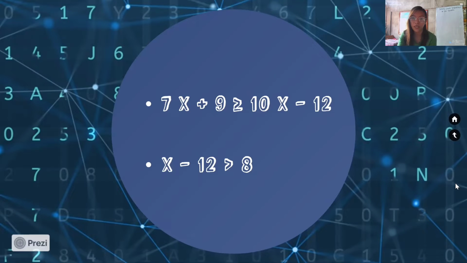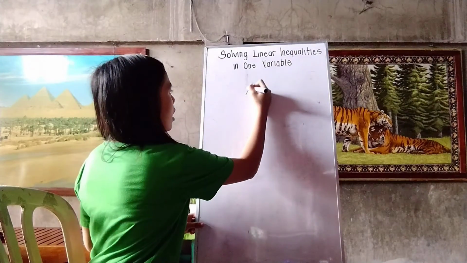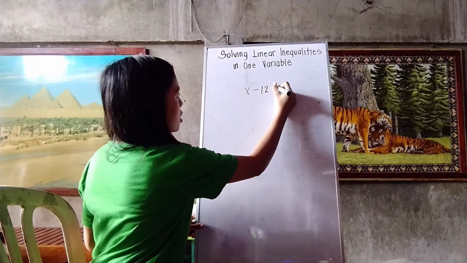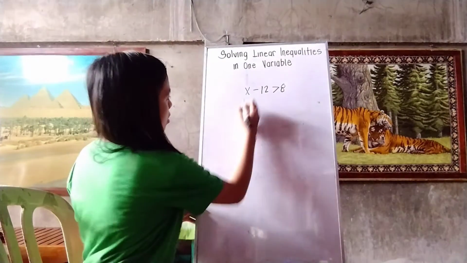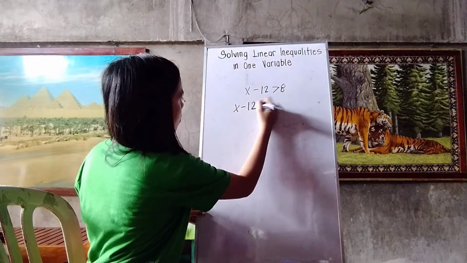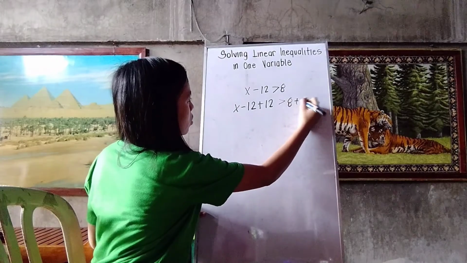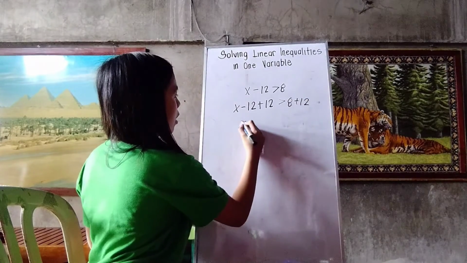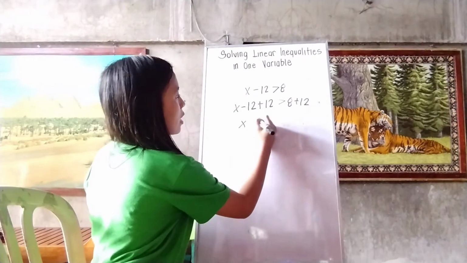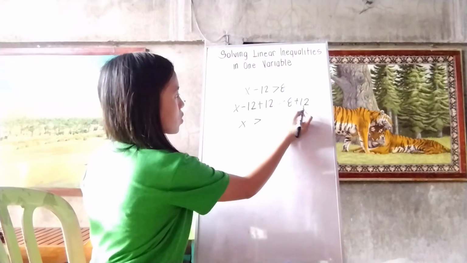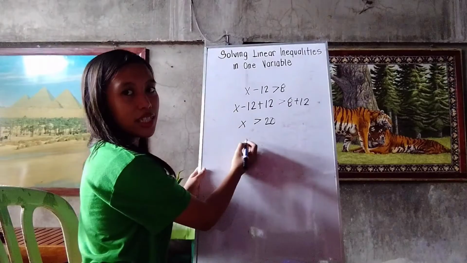Let's have another example. x minus 12 is greater than 8. Let's add 12 to both sides. x minus 12 plus 12 is greater than 8 plus 12. Negative 12 plus 12 is equal to 0. x is greater than 8 plus 12, which is 20. x is greater than 20.